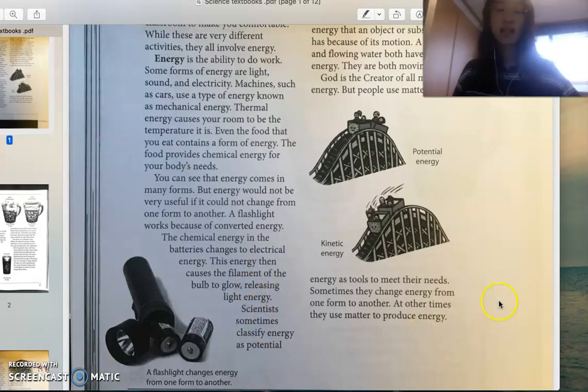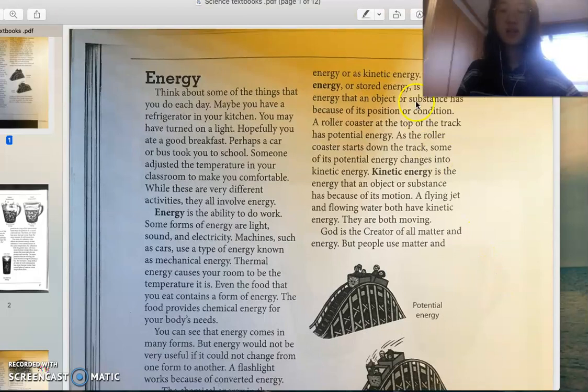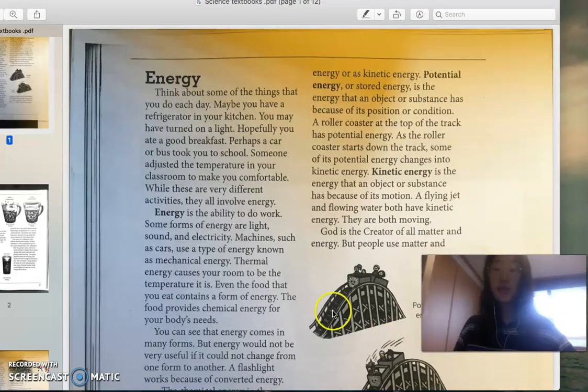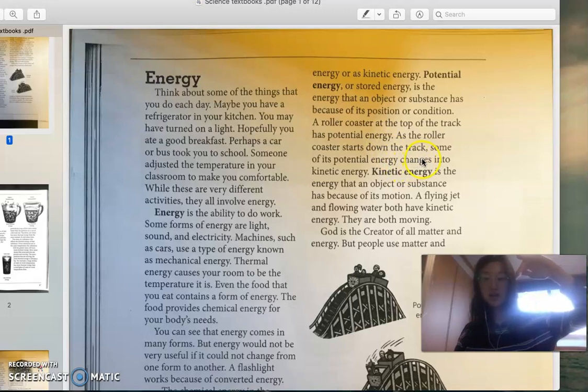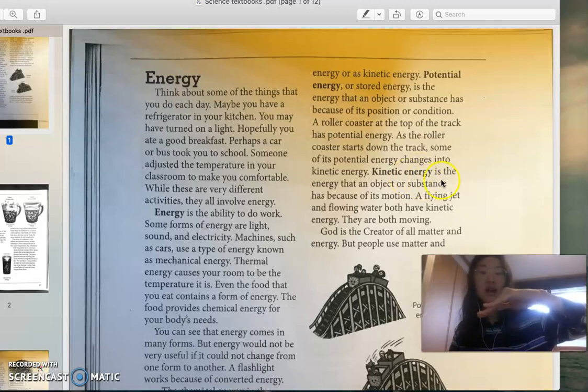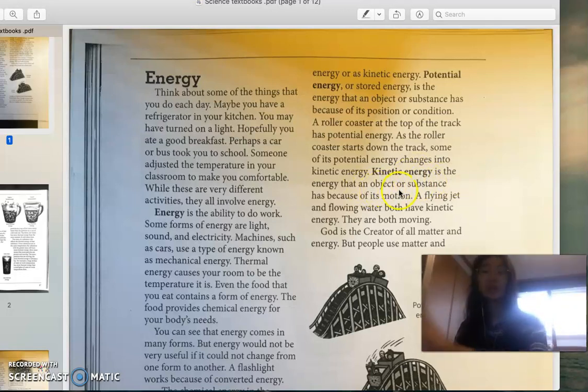Scientists sometimes classify energy as potential energy or kinetic energy. So that's the roller coaster example. Potential energy or stored energy is the energy that an object or substance has because of its position or condition. A roller coaster at the top of the track has potential energy. As the roller coaster starts down the track, some of its potential energy changes into kinetic energy. And that is the energy that an object or a substance has because of the motion. So a flying jet and flowing water both have kinetic energy.